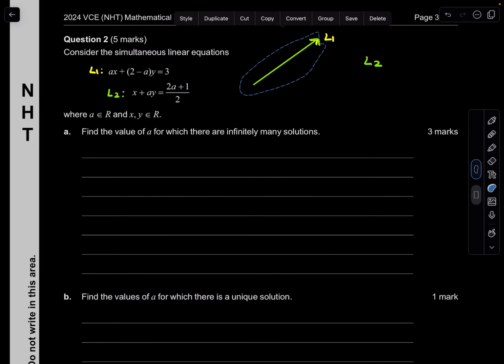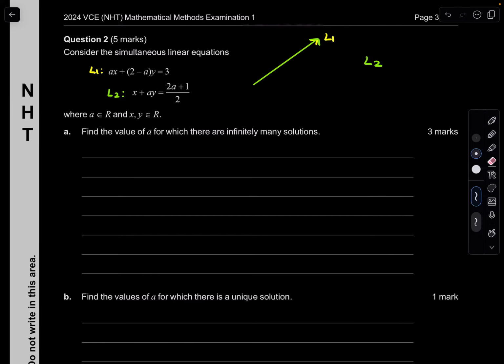And what are the conditions that must be met for that to happen? Easy. Having a look at this, we know that the gradients must be equal. So M1, the gradient of line 1, must be equal to M2. Also, the y values have to be the same, so y1 must equal y2.